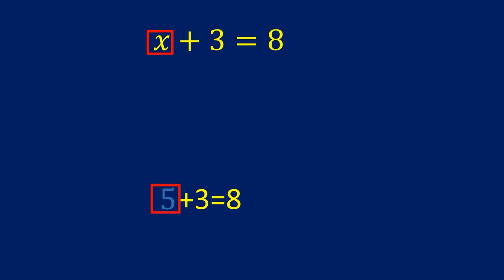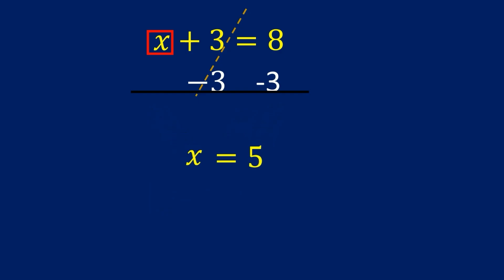Now to show your work, what you need to do is perform the opposite of addition. The opposite of addition is subtraction. So, if we subtract both sides by 3, notice that we'll get the answer. Negative 3 plus 3 is 0, so these two cancel. And 8 minus 3 is 5. So x is equal to 5.